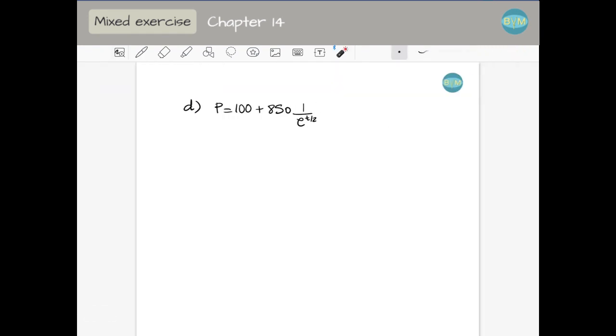Yeah. So when t tends to infinity, this tends to infinity, which means 1 over something tending to infinity is going to be smaller and smaller and smaller. Yeah, this is going to tend to 0. So the whole thing is going to tend to 100. So when t tends to infinity, e to the power of t halves is going to tend to infinity, which means 1 over e to the power of t halves is going to tend to 0, which means p is going to tend to 100. Yeah, and well, I'm going to write the pounds. 100 pounds.